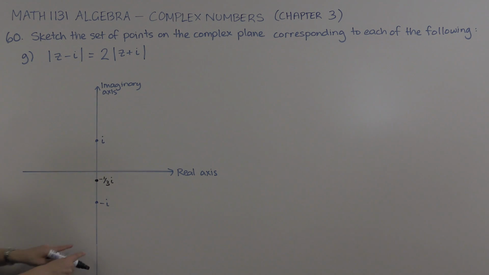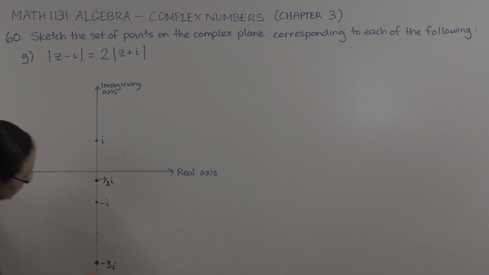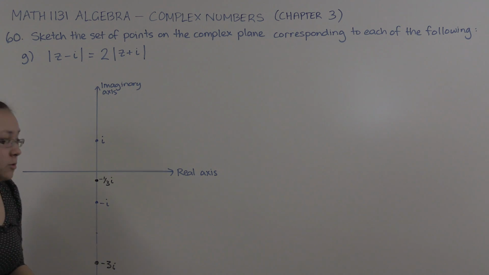We also might know there's a point down here where the distance to i is going to be double the distance to minus i. This point down here, this distance is 2. So if we went another 2 down all the way to minus 3i, we can see that the distance here is 4, and that's double the distance 2. So we can see there are 2 points on this imaginary axis that satisfy the conditions, but there are more points, and it's not so easy to see where those points are unless you've done a few of the problems.